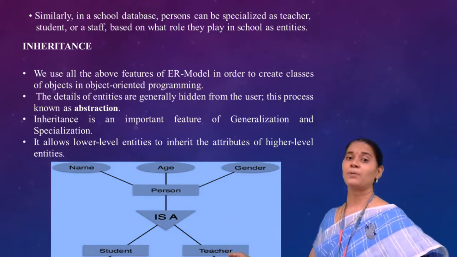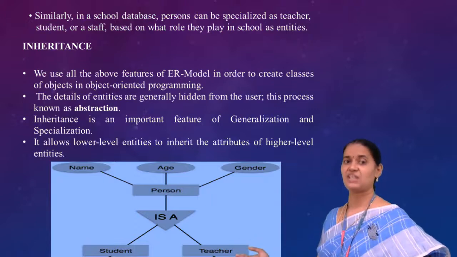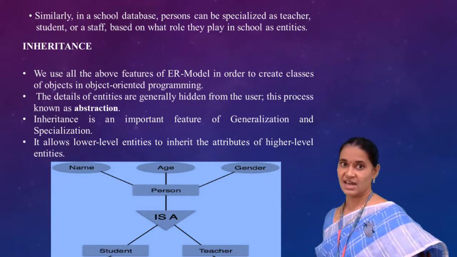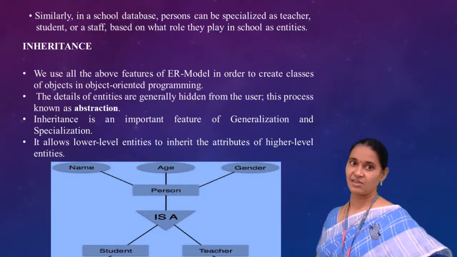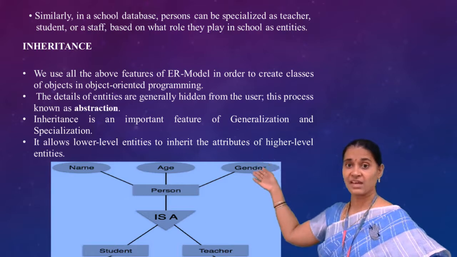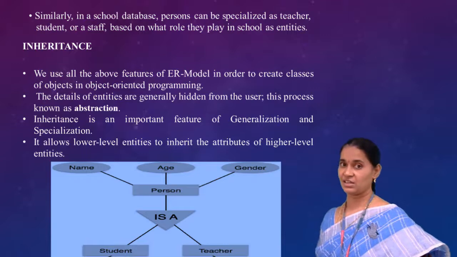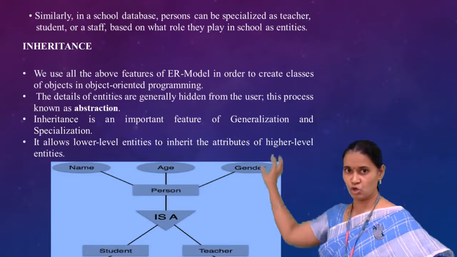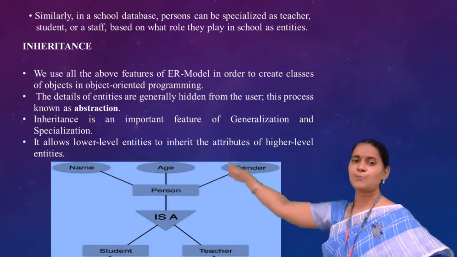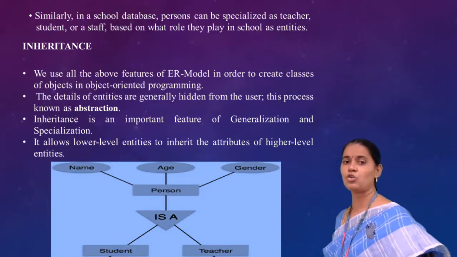Inheritance is an important property of generalization and specialization, which provides us with this property of abstraction. It helps us to avoid unauthorized access. It allows the lower level entities to inherit from the higher level entities. All the properties of the higher level entities are inherited into the lower level entities. For example, the person is a higher level entity in which the attributes are name, age, and gender. These properties of a person can be inherited into a student, or into a teacher.